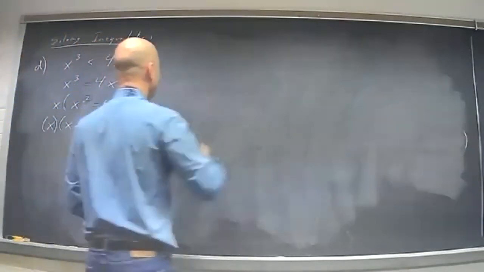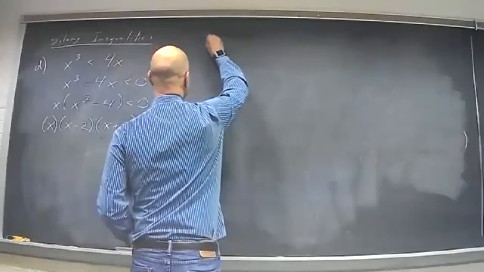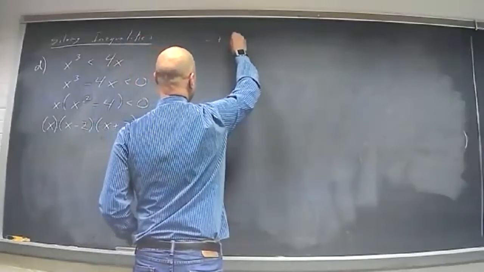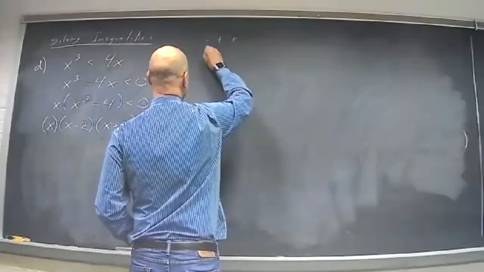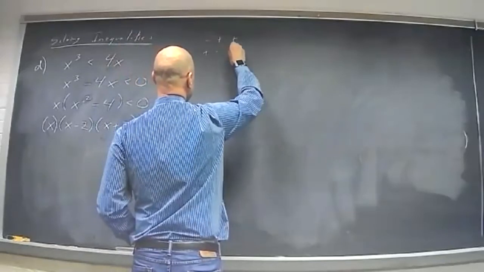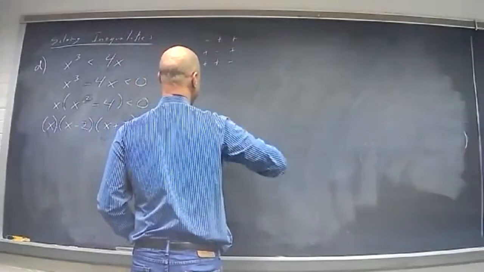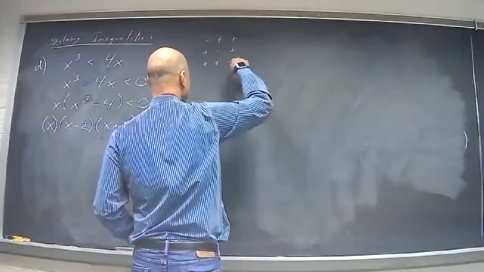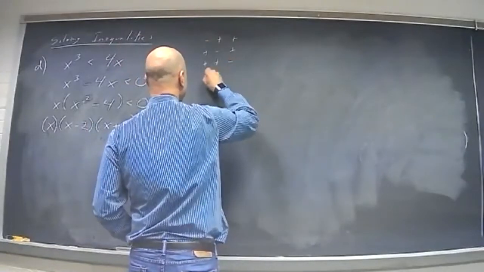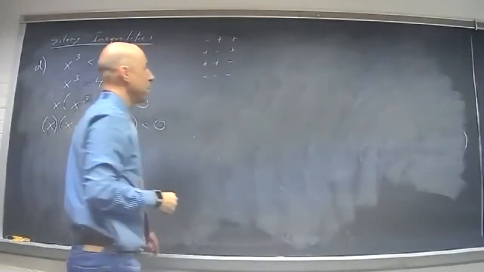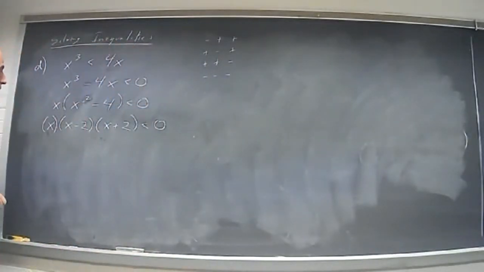So either the first one's negative and the second one's positive and the third one's positive, or the first one's positive and the second one's negative and the third one's positive, or the first 2 are positive and the third one's negative. So either we have one negative or all 3 of them are negative. So let's go ahead and write that out.